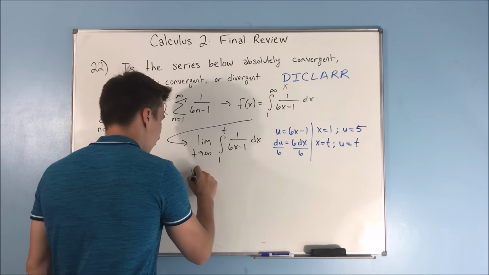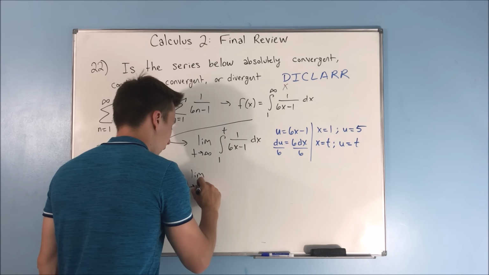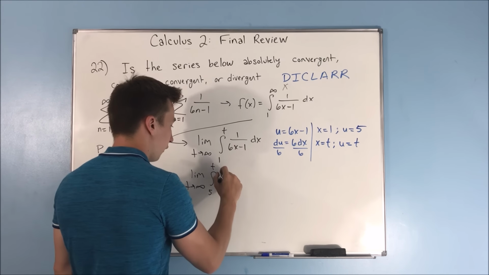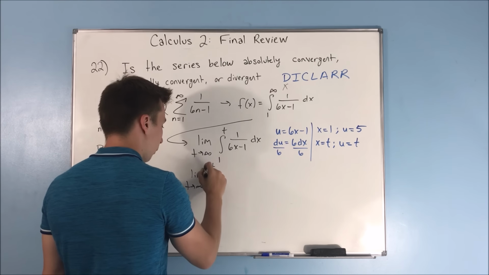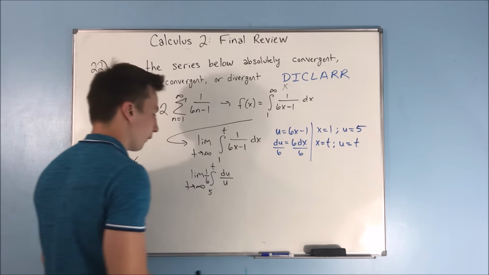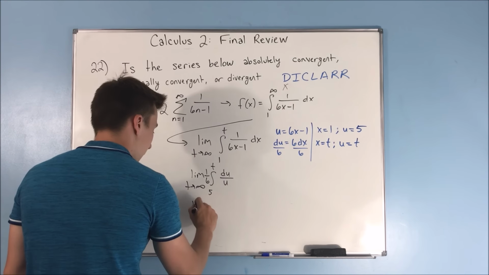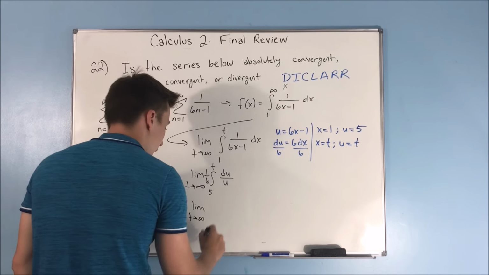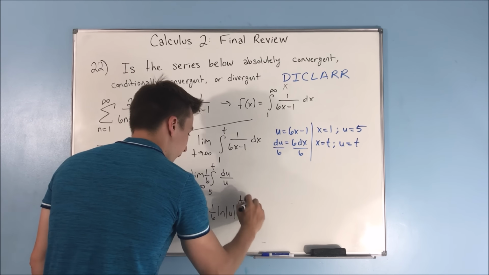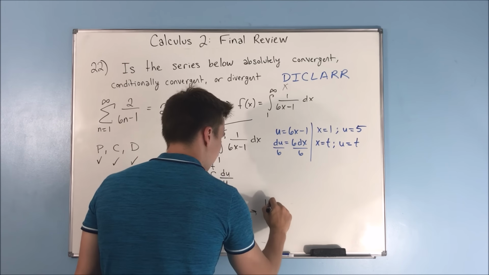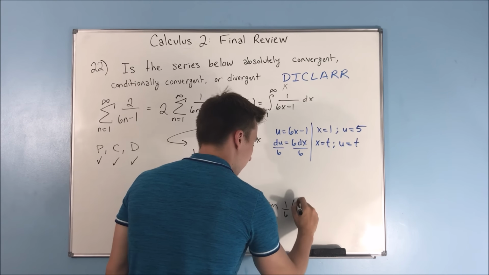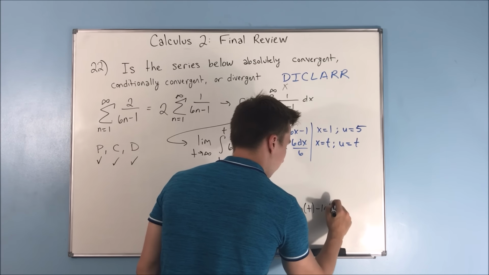So substituting in here, we get the limit as t approaches infinity of the integral from 5 to t of, we're going to bring out this 1 over 6, and we have a du over u. Which gives us the limit as t approaches infinity of 1/6 times the natural log absolute value of u from 5 to t. And evaluating that, you get the limit as t approaches infinity of 1/6 times the natural log of t minus the natural log of 5.